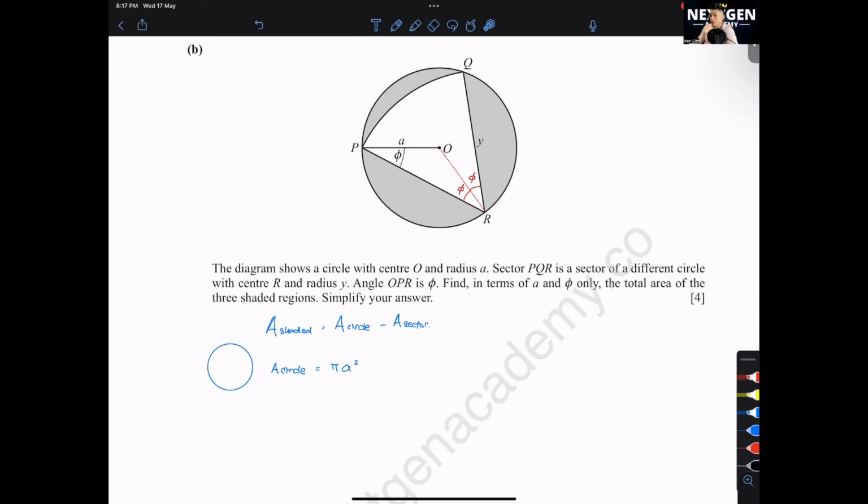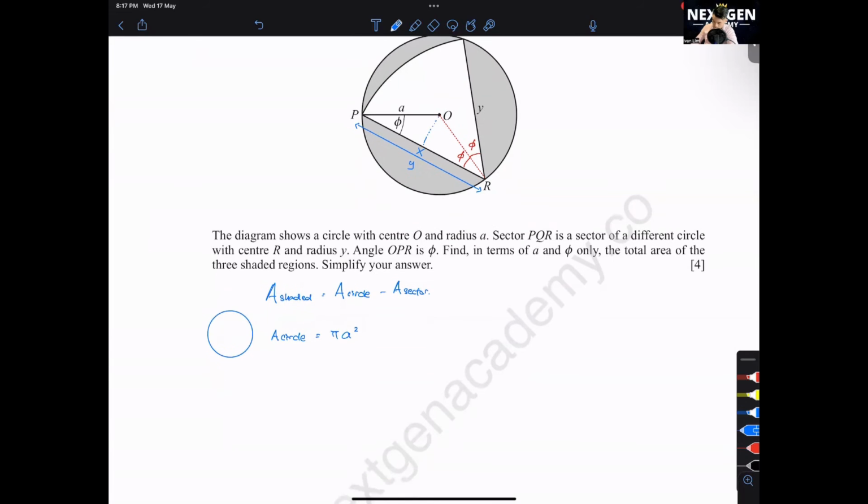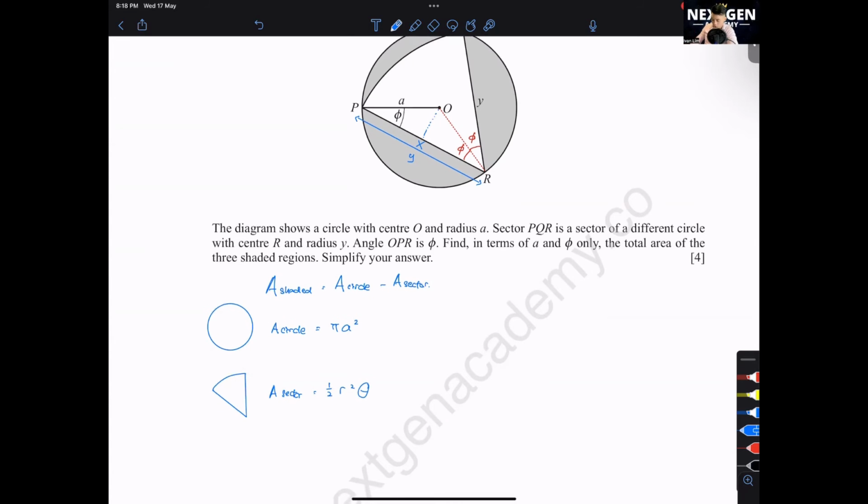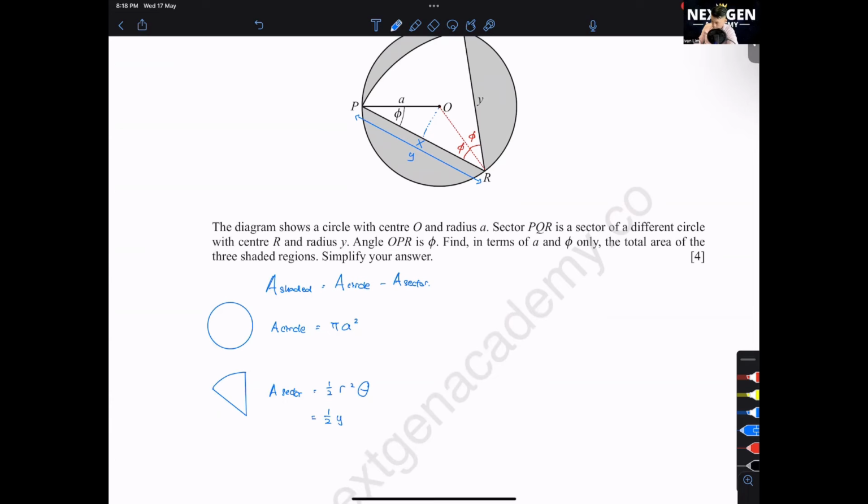This area of sector, I am going to put it in terms of Y first. Let's put this entire thing as Y, like this, and I'm going to split this into half, and I call this point X here. So my area of the sector, this pizza slice, will be equal to half R squared theta. There's a formula, right? Half R squared theta, half Y squared. Why is Y used? Y is actually given to you. Half Y squared, and your theta will be 2 phi, which gives you Y squared phi.